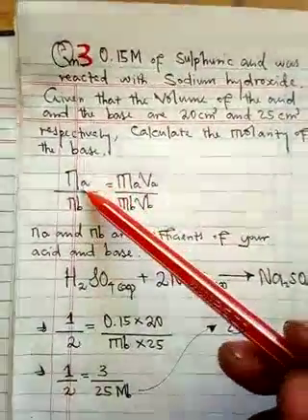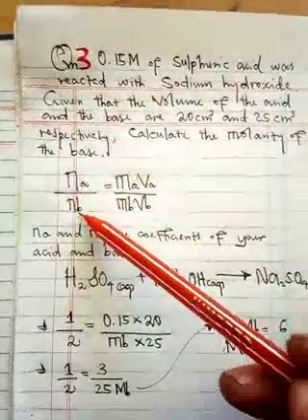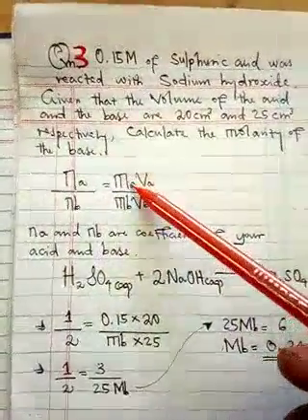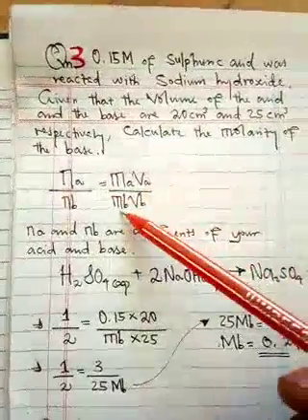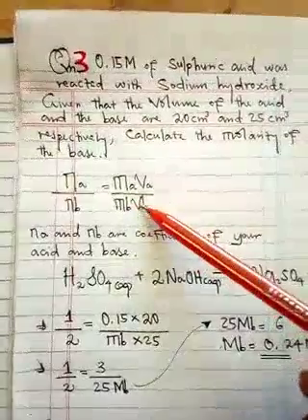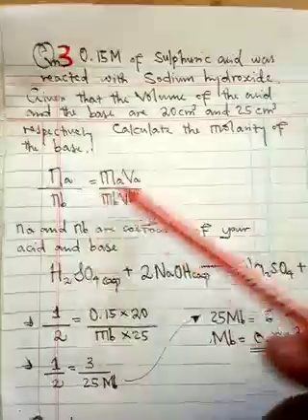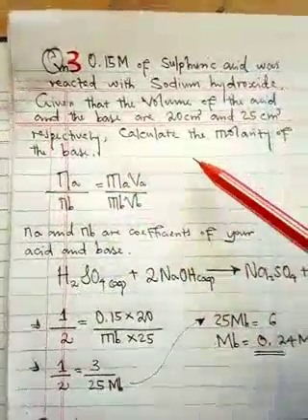So Na is just the number of moles of the acid. Nb is the number of moles of the base. Ma is the molarity of the acid. Va is the volume of the acid. Mb is the molarity of the base. And Vb, lastly, is the volume of the base. So it's important that someone understands these notations very carefully.